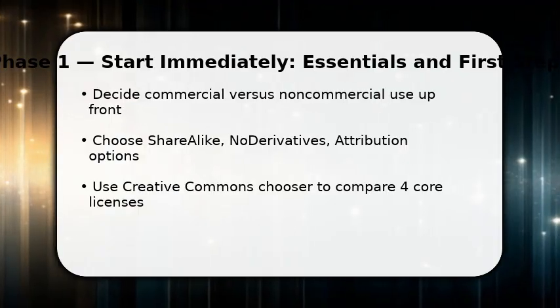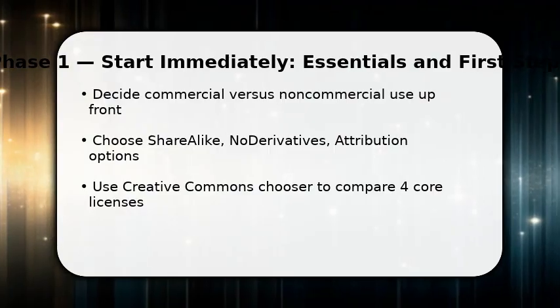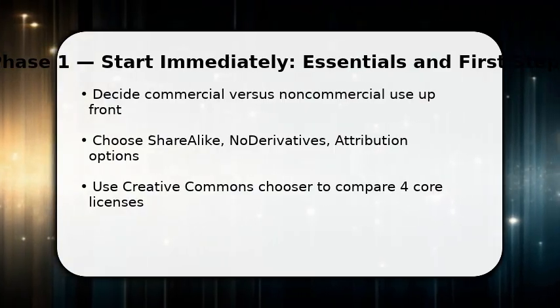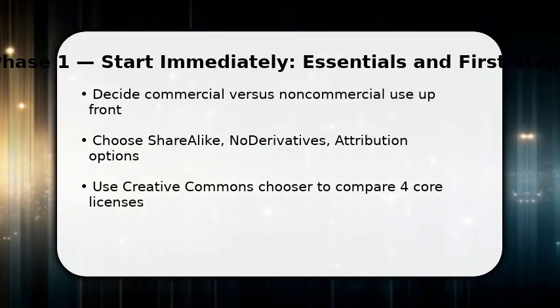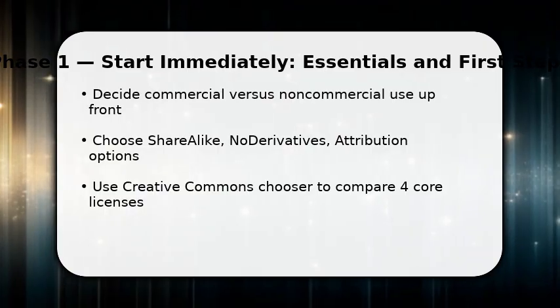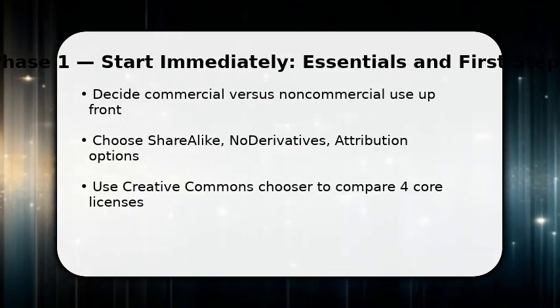You start by deciding what you want others to do with your work. This is the crucial first action. Choose whether commercial use is allowed and if adaptations must carry the same terms. Once decided, pick attribution as a baseline.